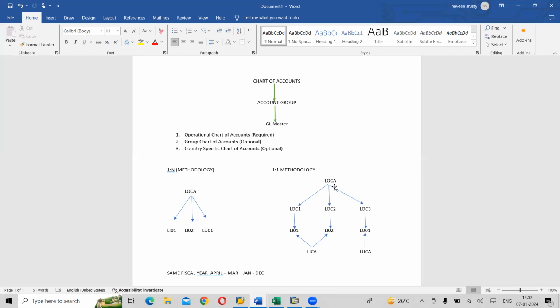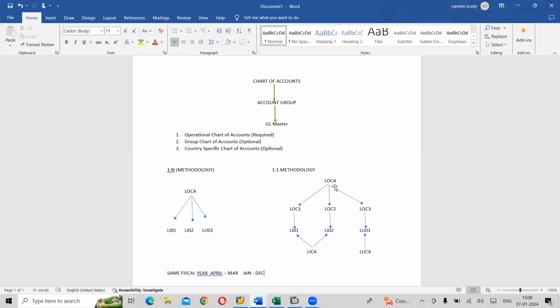Country specific chart of accounts. Country specific chart of accounts also, and there is also an optional chart of accounts. Optional chart of accounts in SAP.